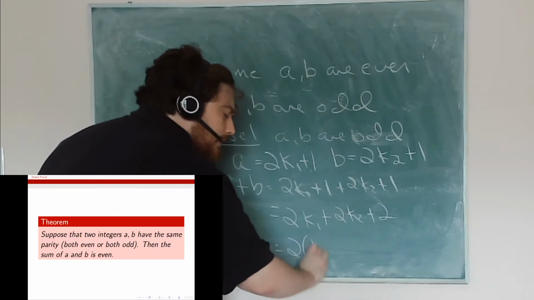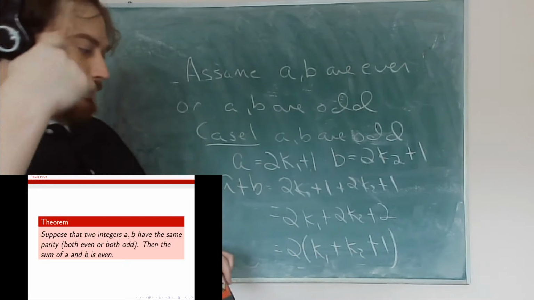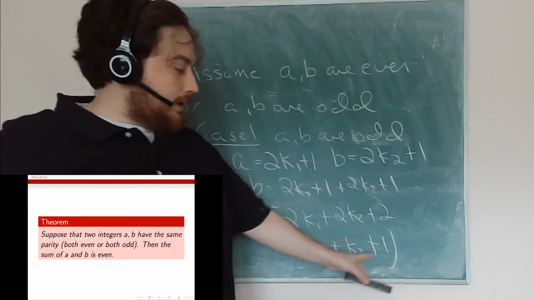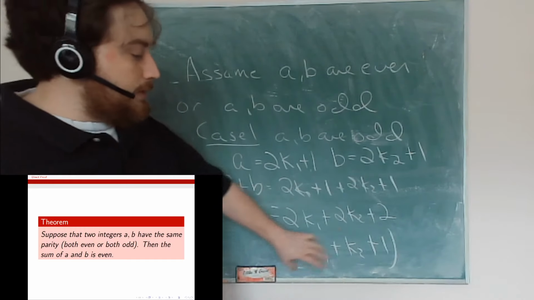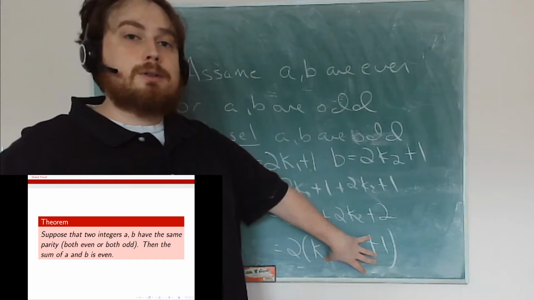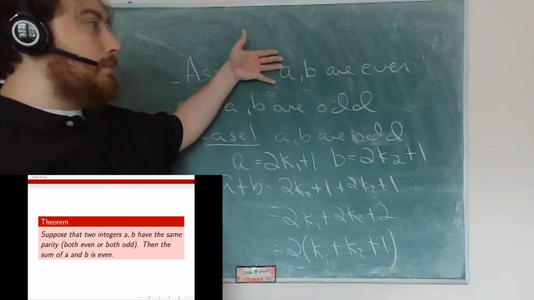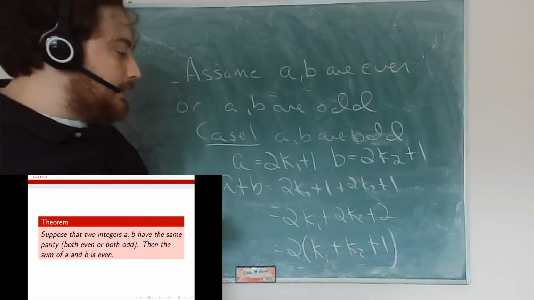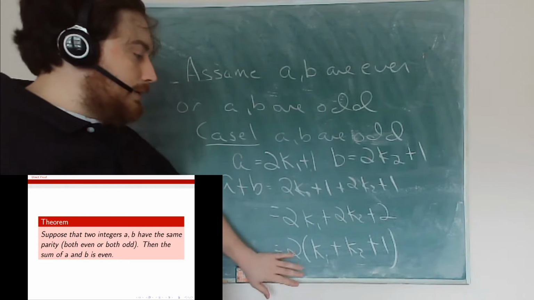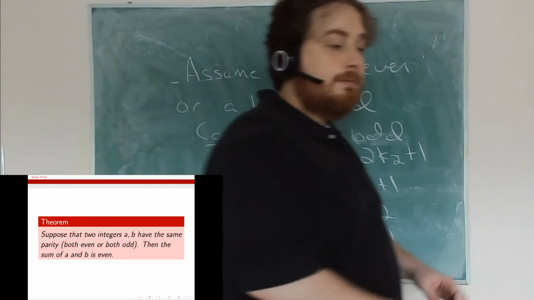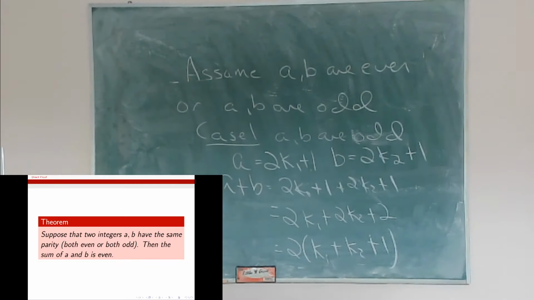So again, I can factor out a 2, and I get k1 plus k2 plus 1, because 2 divided by 2 is 1. But again, k1 plus k2 plus 1 is indeed an integer. Therefore, A plus B is 2 times k3, or my integer. So therefore, A plus B is again even. Therefore, what we see is that if A and B are both even, or if A and B are both odd, then we must have that the sum, A plus B, is indeed going to be even. Do you guys have any questions on that one?